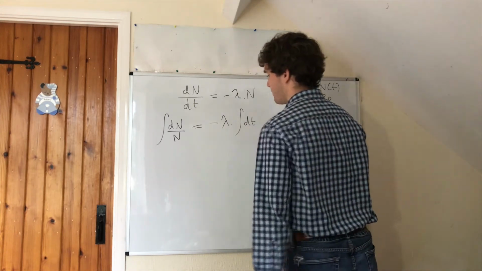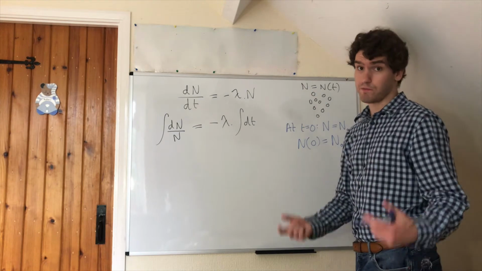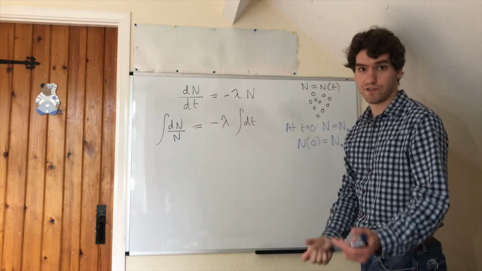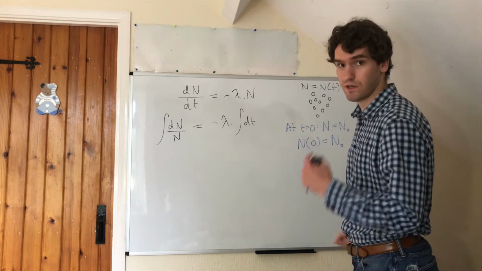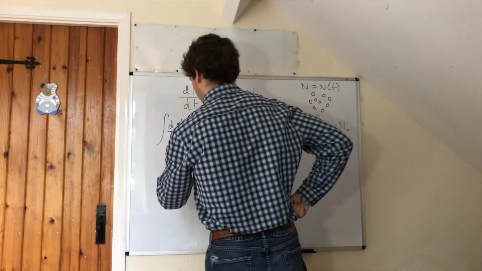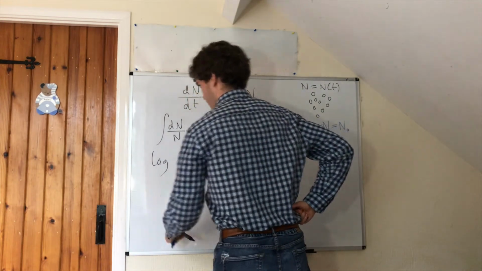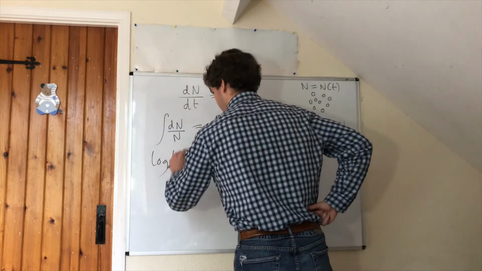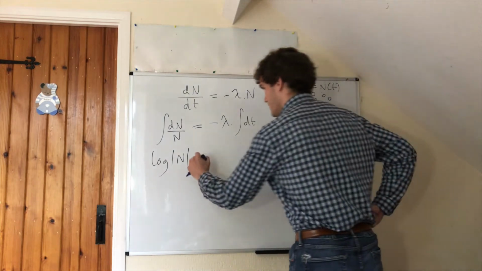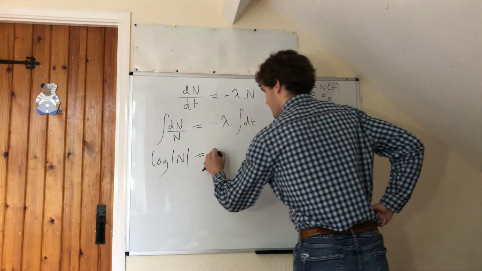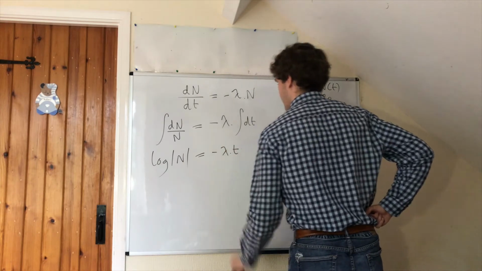Now, I'm going to show you the first method, which is probably more familiar to you, which is taking the antiderivatives and then doing a plus c and then working out what the plus c is. So let's do that first. Now this is going to be equal to the natural log, which I'll just denote log, of the modulus of n. And this bit will be the integral of 1 dt, which is t. So this will be minus lambda times t.